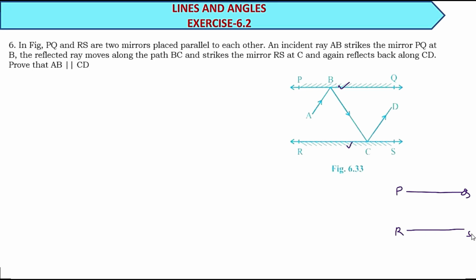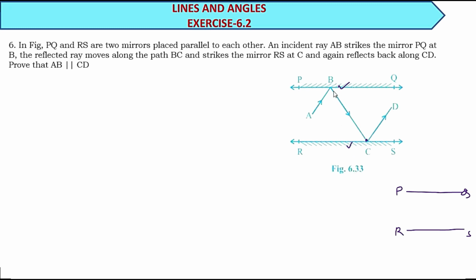Now, due to the position of these two mirrors, what happened? Suppose a ray of light is incident on the mirror PQ. Obviously it will be reflected back. So BC is the reflected ray for the mirror PQ. The reflected ray strikes the mirror RS, and after that it again gets reflected back as CD.